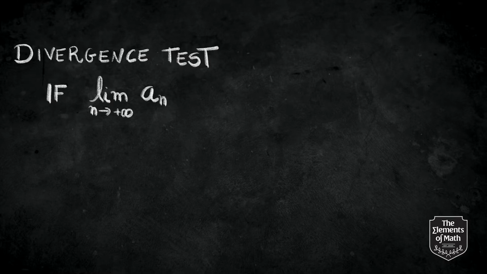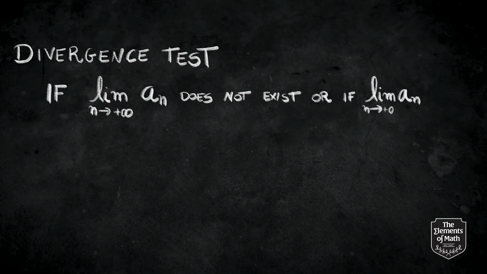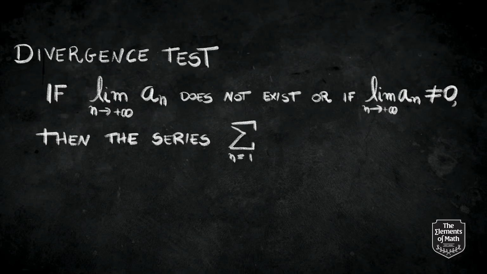The divergence test says if the limit when n approaches positive infinity of a_n does not exist, or if the limit of a_n when n approaches positive infinity is different than 0, any value different than 0, then the series of a_n is divergent.